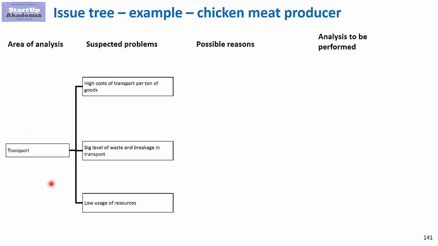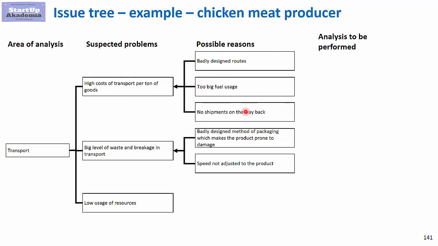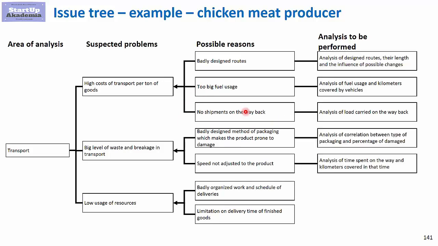So here is an example of an issue tree for a chicken meat producer, and we are just talking about the area of transport. So we said that high cost of transport per ton might be one of the problems, big level of waste and breakage in transport, and low usage of resources. And for every problem, we define the reasons. So for example, for the first one, high cost of transport per ton of goods, we have badly designed routes, too big fuel usage, and no shipments on the way back. And we do exactly the same for the next problems, and obviously we define the analysis.